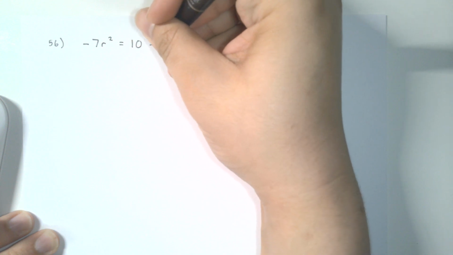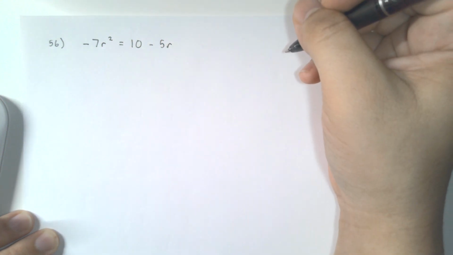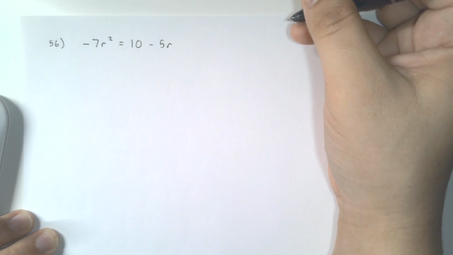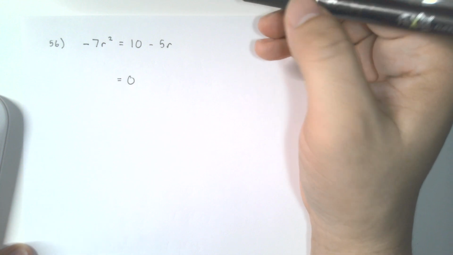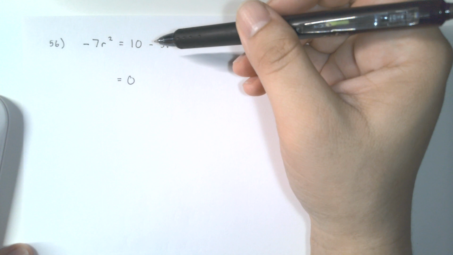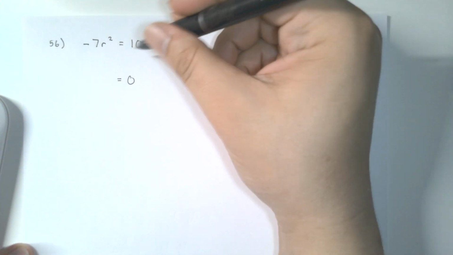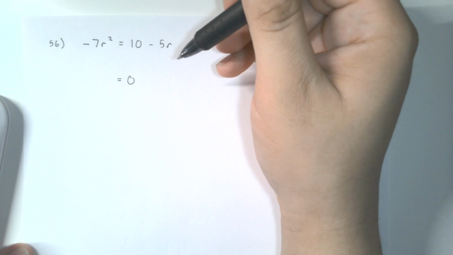Okay, and on to 56. For number 56, we have negative 7r squared is equal to 10 minus 5r. So this is again not in standard form. If we want this to be equal to 0 on the right-hand side, it's usually how we see that. Though there is nothing wrong with adding 7r to both sides. However, what we can do is subtract 10 from both sides and add 5r to both sides.